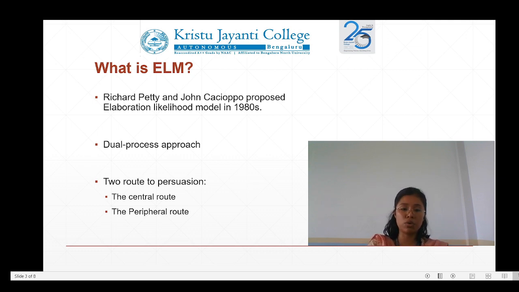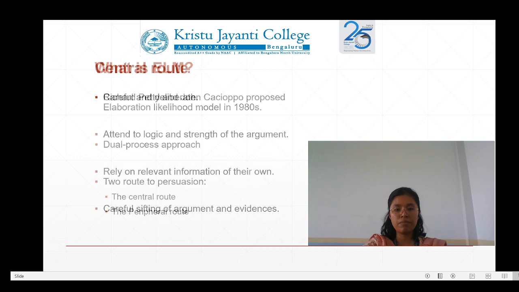Now, according to this model, when we are using a certain message or an argument to persuade somebody, there are two ways or routes that we can follow. According to this model, there's one route that's called as the central route, and there's another route that we can follow when we are trying to persuade somebody, that's called as the peripheral route. So let's understand what they are.